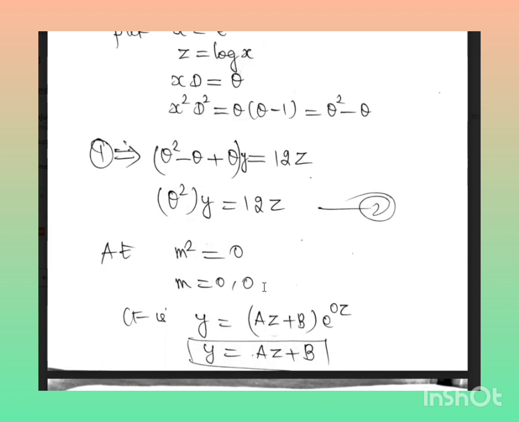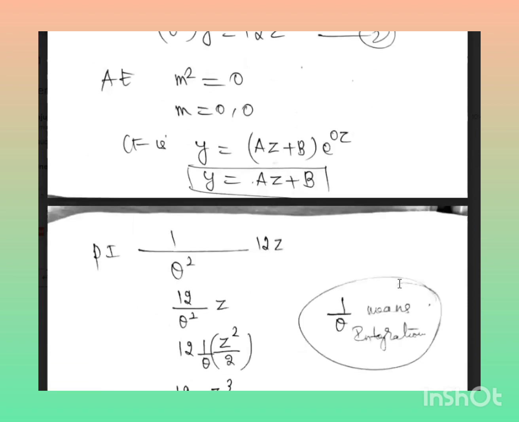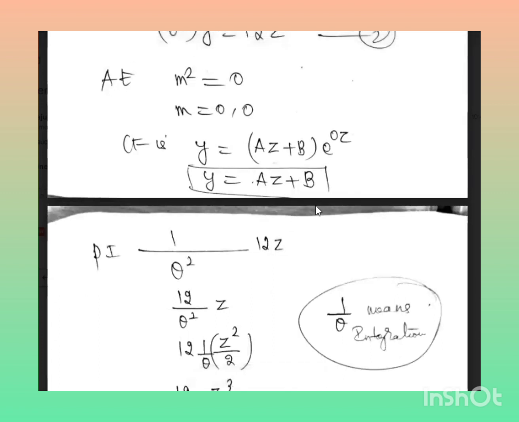So if roots are equal, you can write the complementary function as y is equal to az plus b into e power 0z. So e power 0 value is 1. So y is equal to az plus b. What is z? z is equal to log x. So in the final answer, you have to write y is equal to a into log x plus b.